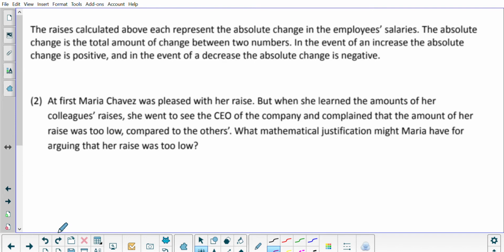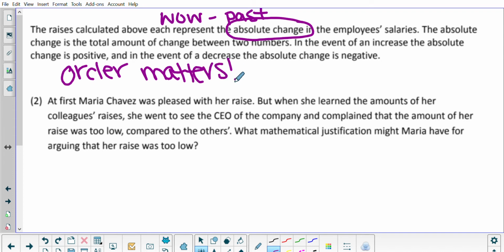So what we just did is that we calculated, okay, and I'm going to read this right here. So the raises calculated above each represent the absolute change, okay, because remember, we're just subtracting that present or that now minus past, now minus past, okay? In the employee salary, the absolute change is the total amount of change between two numbers. In the event of an increase, the absolute change is positive, and in the event of decrease, the absolute change is negative. So when we're dealing with absolute change, order matters.